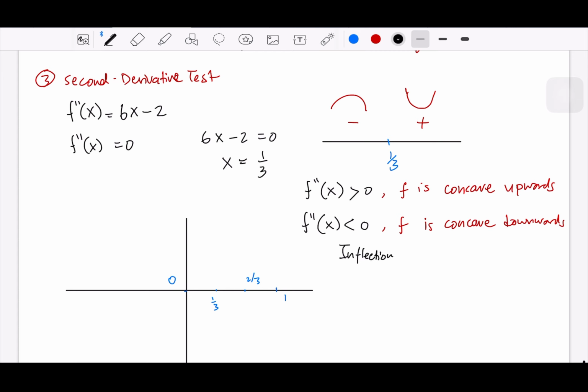Inflection point, I forgot to write that. So the inflection point is when x is 1/3, because at x equals 1/3 the concavity changes. There are some cases where we get what is supposed to be an inflection point, but the concavity does not change, so it's not an inflection point. So an inflection point is when the concavity changes.